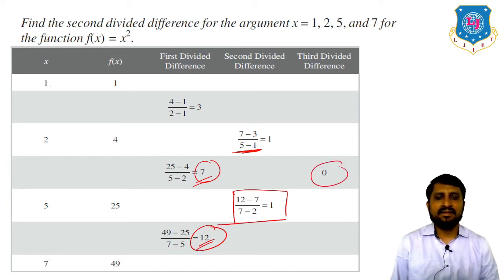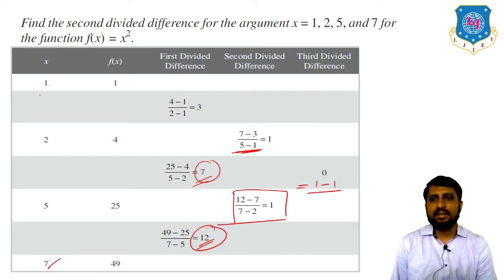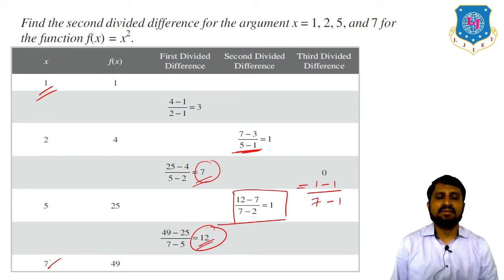How can you get this 0? Because this 0 is nothing but 1 minus 1. I just write here this 0, that is equal to 1 minus 1, but in the denominator you have 7 minus 1. Two entries you have to skip, directly 7 minus 1.